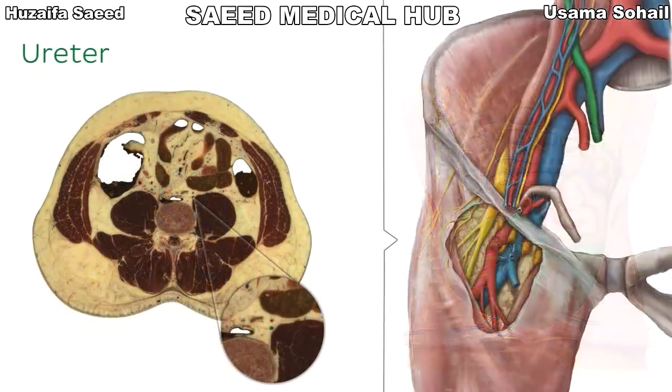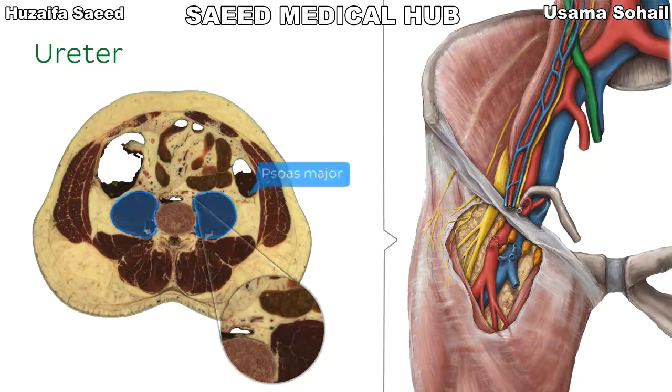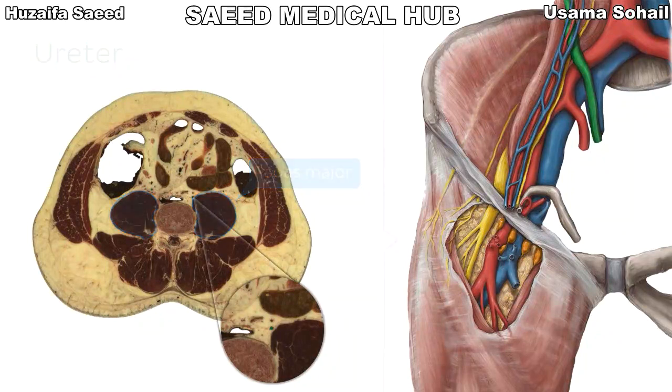The structures that are now highlighted in green are small luminous structures. These are the ureters. The left ureter is the one we can see in the zoomed-in portion of the image. Note in both of these images the close proximity of the ureters to the psoas major muscles. They run inferiorly towards the bladder along the anterior surface of the psoas major.